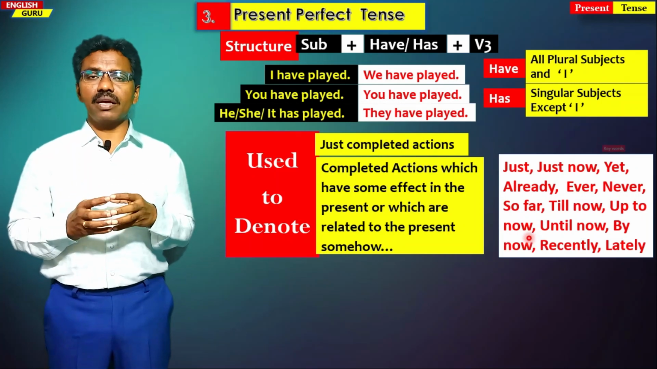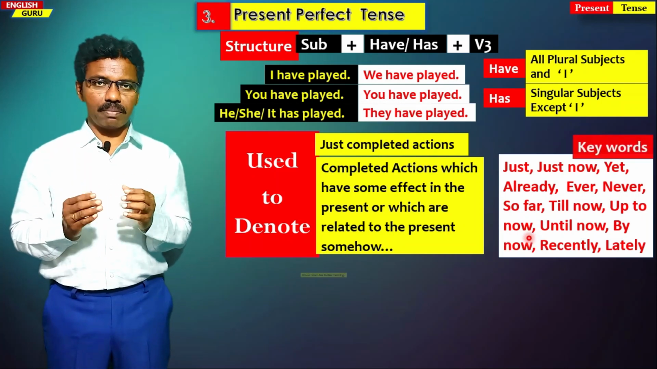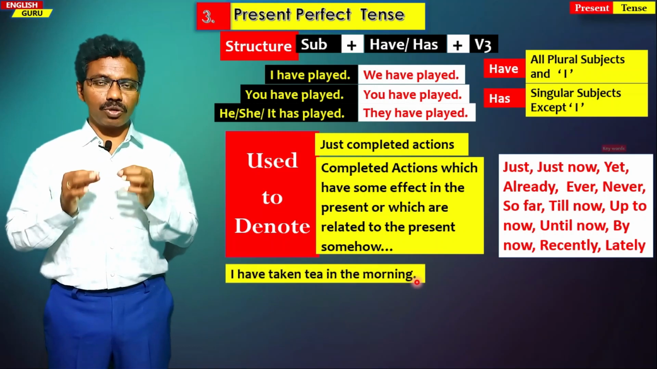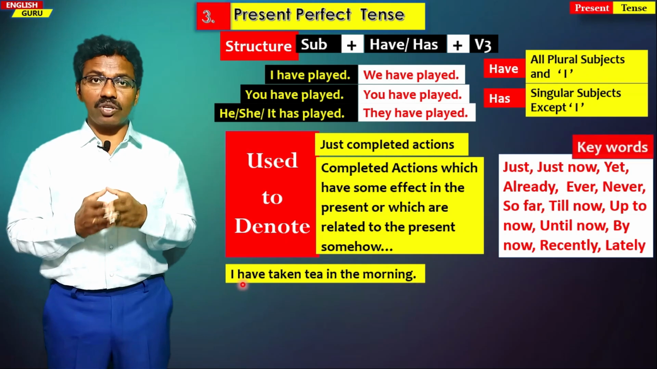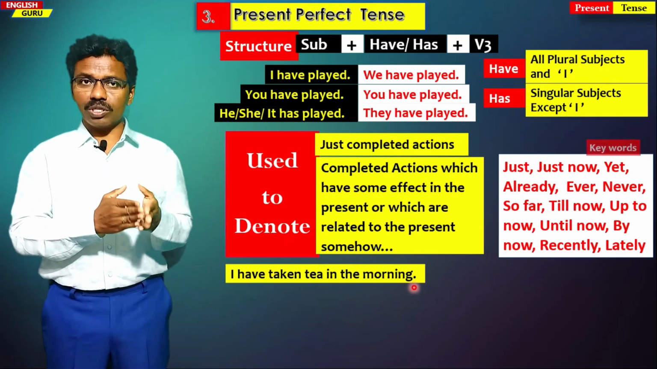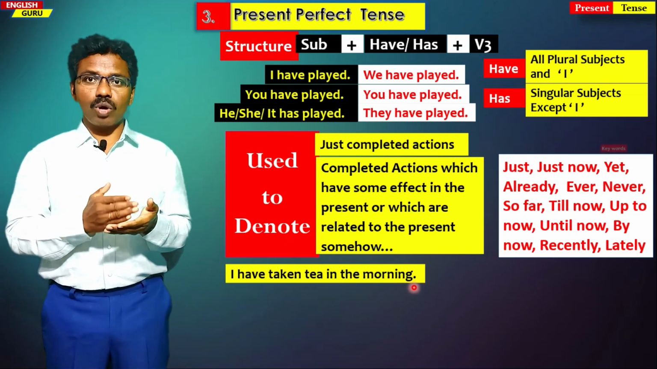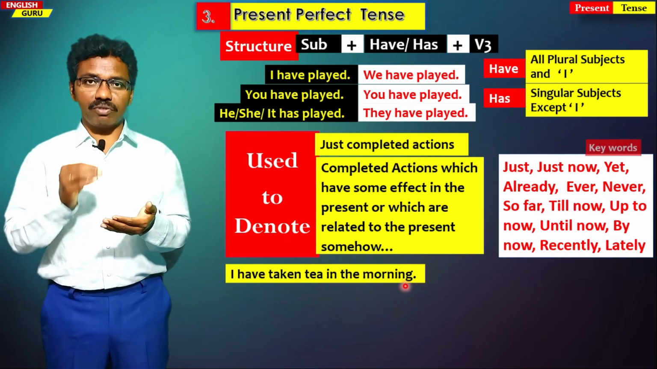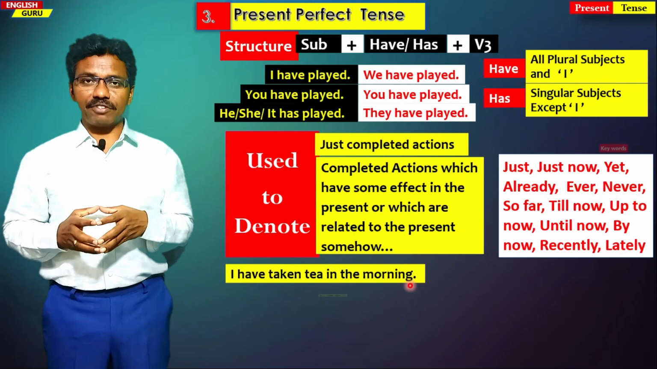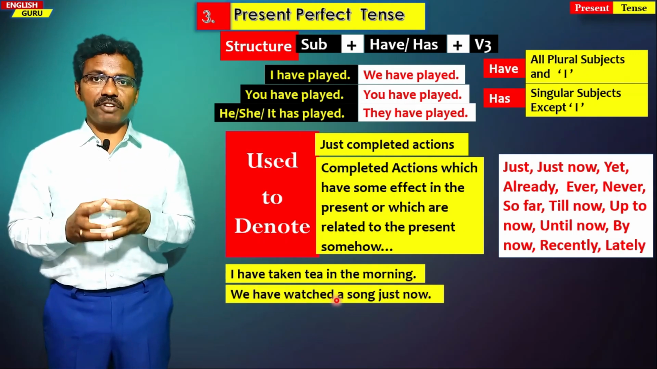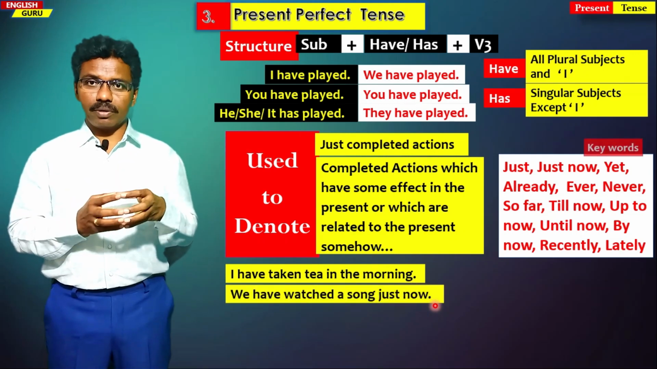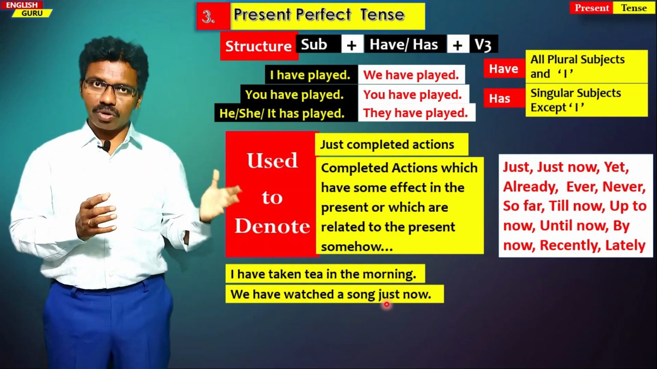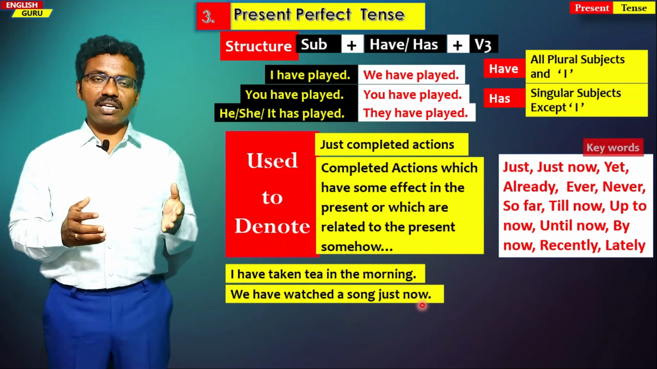Let us take some examples and try to understand it in a better manner. I have taken tea in the morning. So you are talking in the afternoon that you have taken tea in the morning. So it is just completed in the morning. So I have taken tea in the morning, not I took tea in the morning when you are talking in the afternoon. In the second sentence, we have watched a song just now. So we have watched a song just now, 1 hour ago or 2 hours ago. That's it. In the near past.